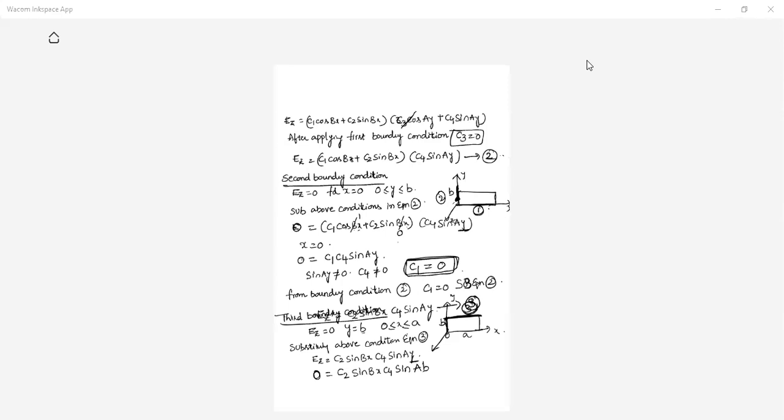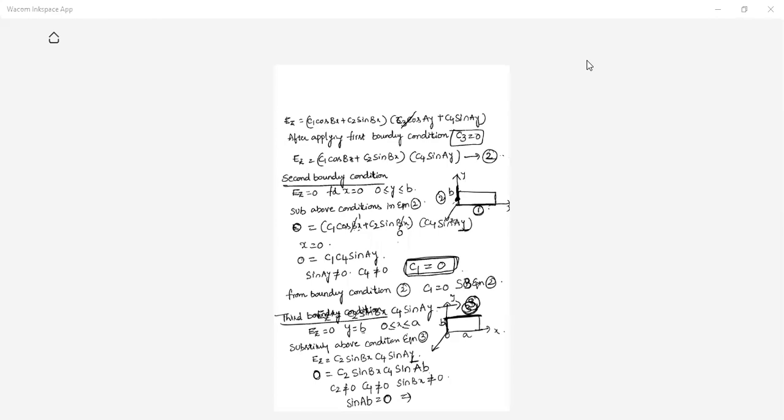Which term becomes 0? Tell me. C2 doesn't become 0. C4 doesn't become 0. Sin Bx doesn't become 0 because x is varying. What is the term that should become 0 here? Sin AB should become 0. So when sin becomes 0, for what values? For what value does sin become 0, ma'am? Pi, 0, 2 pi, ma'am, like that.